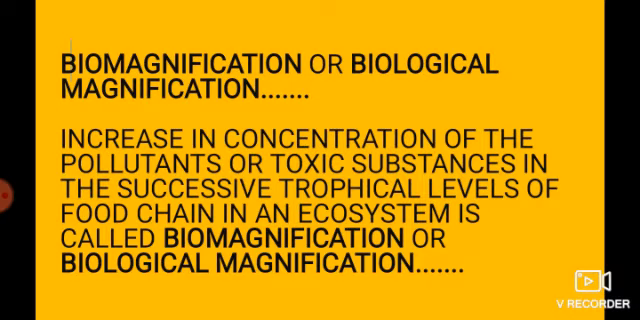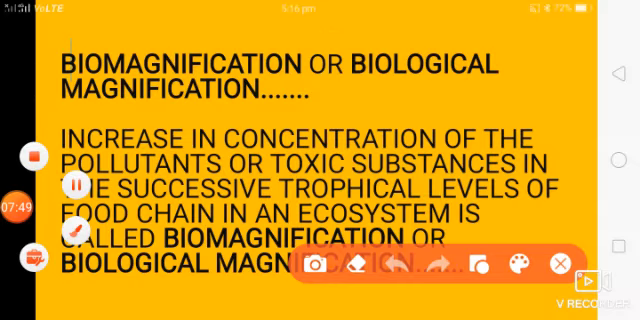Students, one more topic which is also very important, it is repeatedly coming in exams, board exams. What do you mean by biomagnification or biological magnification? Biomagnification or biological magnification can be defined as the increase in concentration of pollutants or toxic substances in the successive trophic levels of the food chain in an ecosystem.